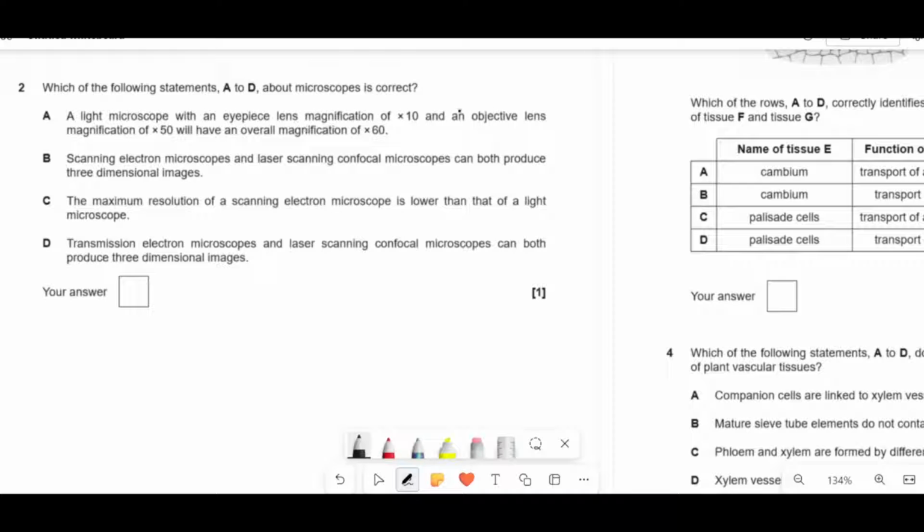Next, which of the following statements, A to D, about microscopes are correct? A light microscope with an eyepiece lens of magnification 10 and an objective lens of times 50 will have an overall magnification of 60. That is untrue. It's the product of both of them, so it'd actually be 10 times 50. So that one's out.